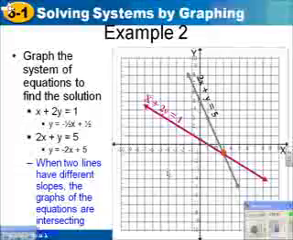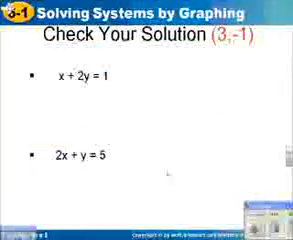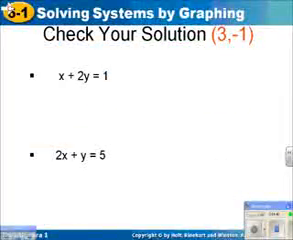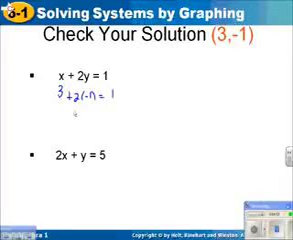So it looks like they're crossing at 3, -1. But to make sure that's right, you should really plug that back into each equation to see if it works. So if my solution is truly 3, -1, I should be able to plug a 3 in for the x and a -1 in for the y, and it should work.